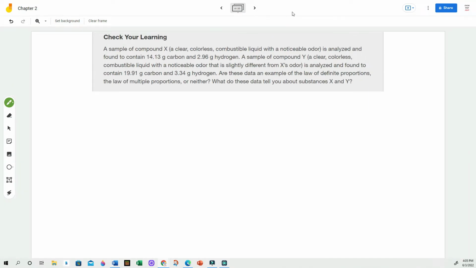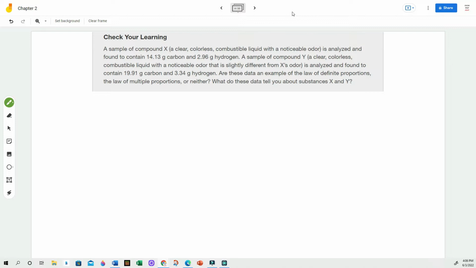Now let's do the check your learning. A sample of compound X, a clear, colorless, combustible liquid with a noticeable odor, is analyzed and found to contain 14.13 grams carbon and 2.96 grams hydrogen. A sample of compound Y, a clear, colorless, combustible liquid with a noticeable odor that is slightly different from X's odor, is analyzed and found to contain 19.91 grams carbon and 3.34 grams hydrogen.